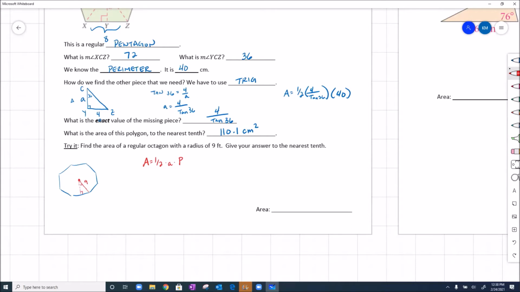We can find this angle by doing 360 divided by 8 to give us our central angle. 360 divided by 8 will equal 45.